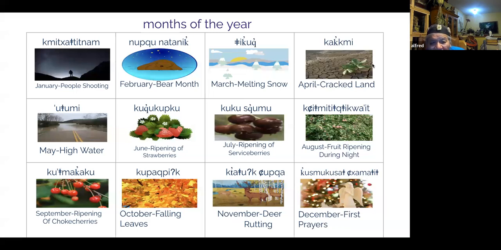October, the leaves are falling. And then November, the deer are making sound, or talking. And then first prayers, which is really Christmas, is what that's all about. The celebration of Christmas. So that's where that name came from for the month of December.